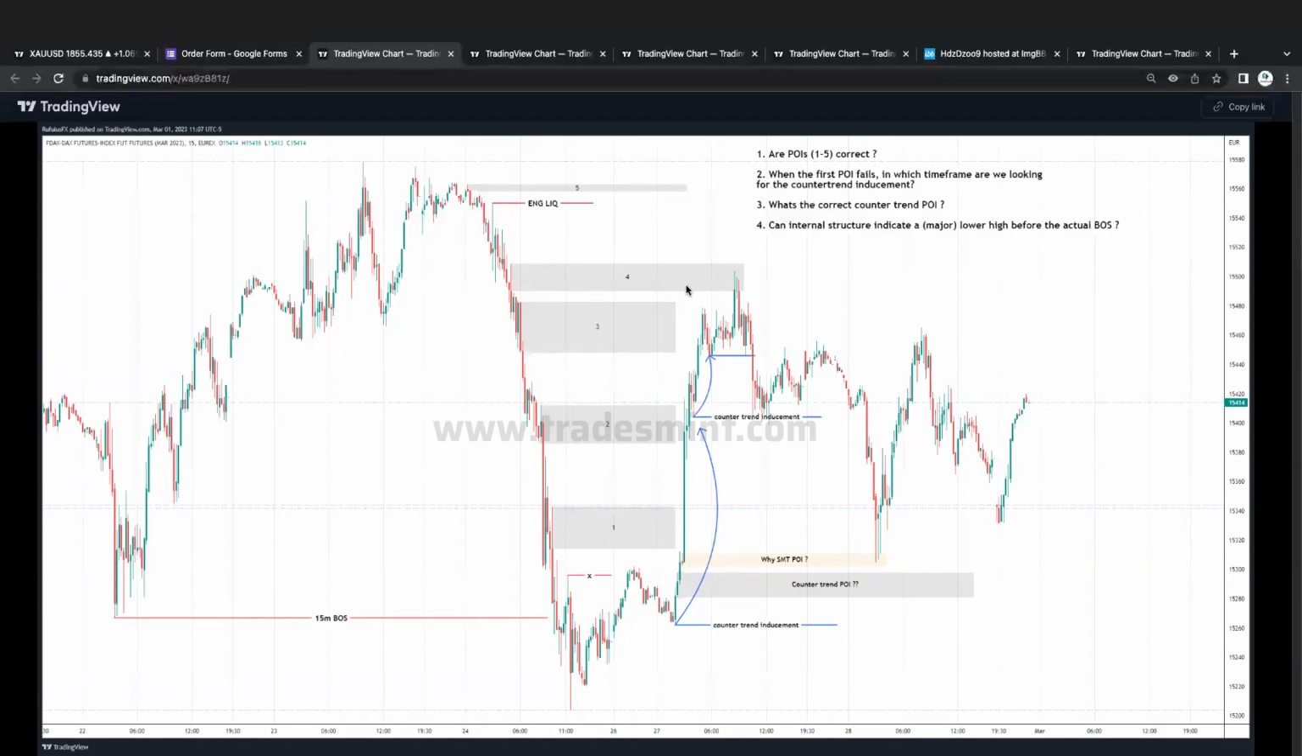Can internal structure indicator measure high low before the actual one? Yes, internal structure indicator. This is your higher high and this become a higher low, right? Break of structure and this is just bearish structure. Simply if this is an unmitigated PI is here, simply you can sell here for the short term, right?